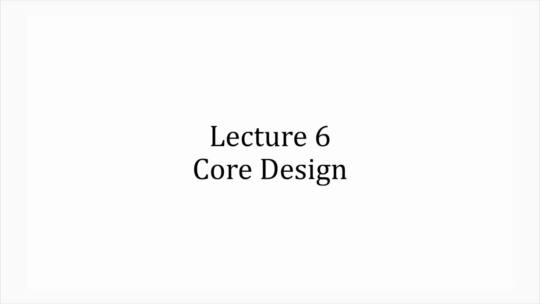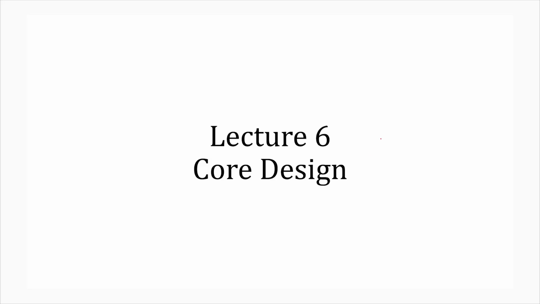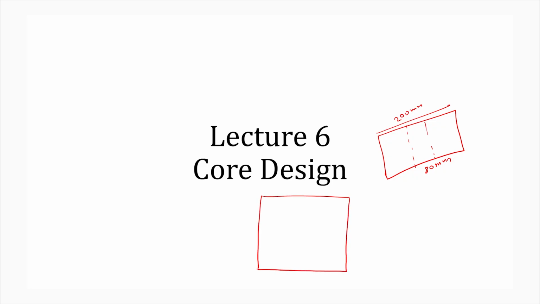So, what is a core? A core is a feature which is used to make a hollow product in casting. Like, let us assume, as we have discussed in previous sections, 80 mm, this is 200 mm. So, what can we do? I want to make a hollow product. So, in the mold, this is your drag and cope.